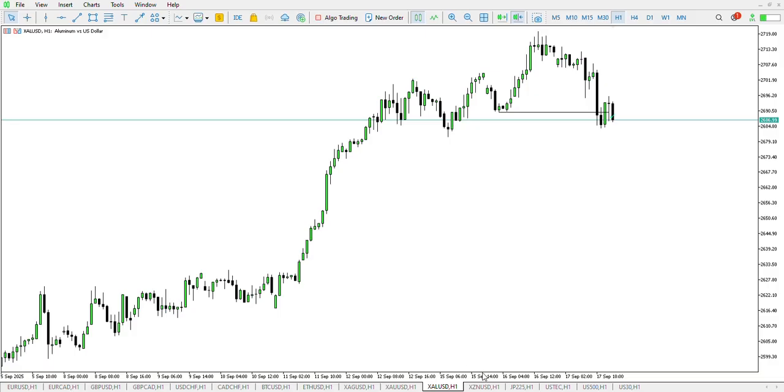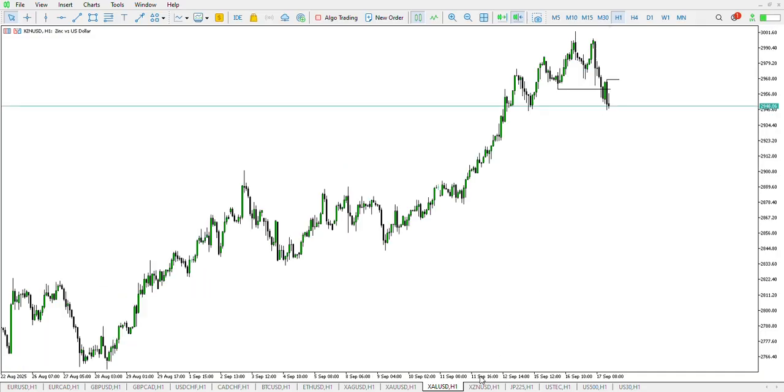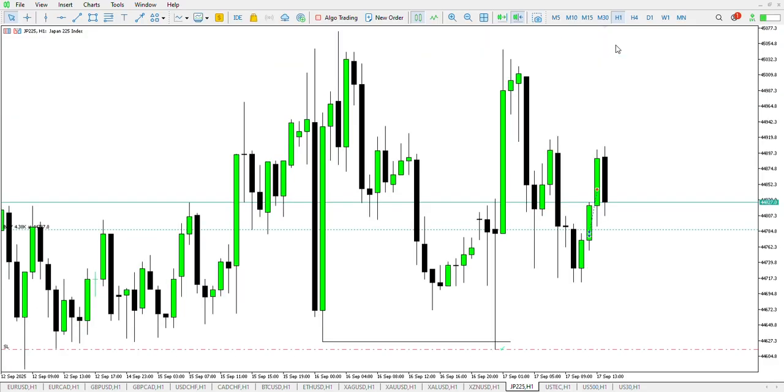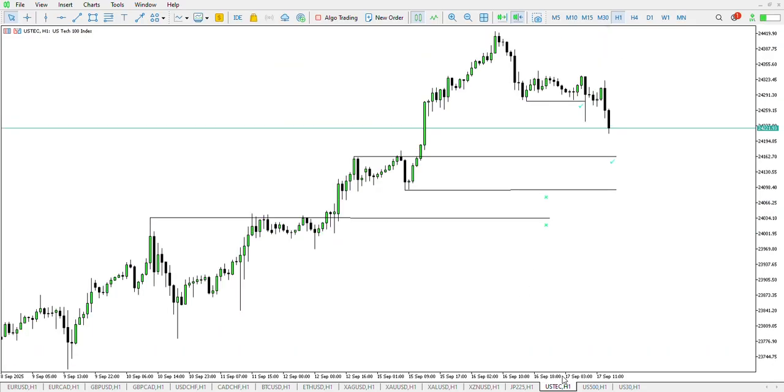This is aluminium, daily level hit, but then nothing is happening here. It just continued lower. Same thing with zinc. Then Japan 225, I've shown you this already. US100, Nasdaq. This daily level has failed. There was no breakout, no follow through. So we're anticipating the next one, which is here.